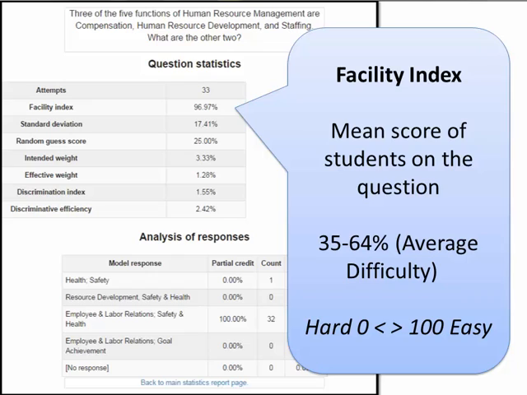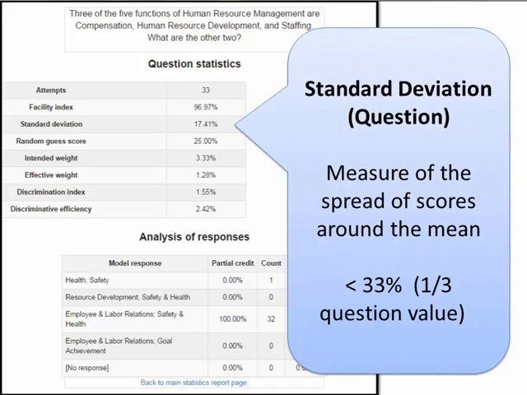Quick sidebar, results like this don't necessarily mean it's a bad question. Instructors need to go back over their notes and ensure that the material was actually covered. If it was, then it's likely that the question is worded poorly or there is some other internal problem that confused students. The standard deviation is the spread of scores around the mean, and the goal is somewhat below 1/3 of the question value. Since the default value of a question in Moodle is 1 point, that means 33% is the maximum value that should be shown in this area.